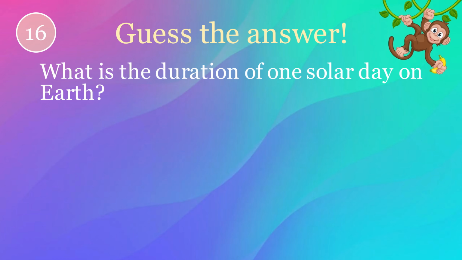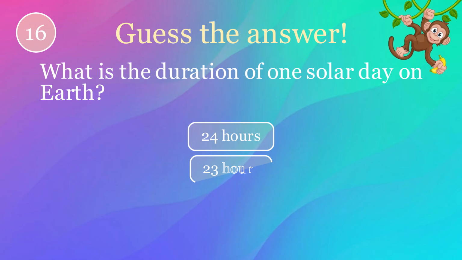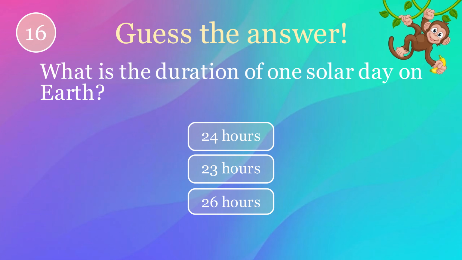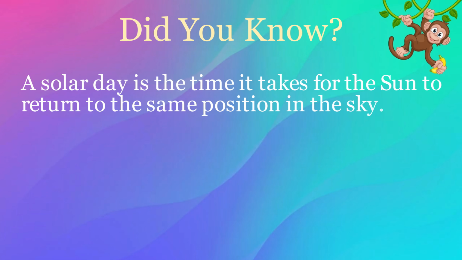What is the duration of one solar day on Earth? 24 hours, 23 hours, 26 hours. The correct answer is 24 hours. Here's an interesting fact: a solar day is the time it takes for the sun to return to the same position in the sky.